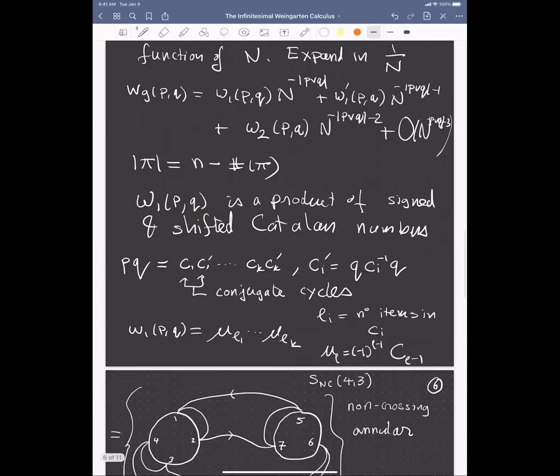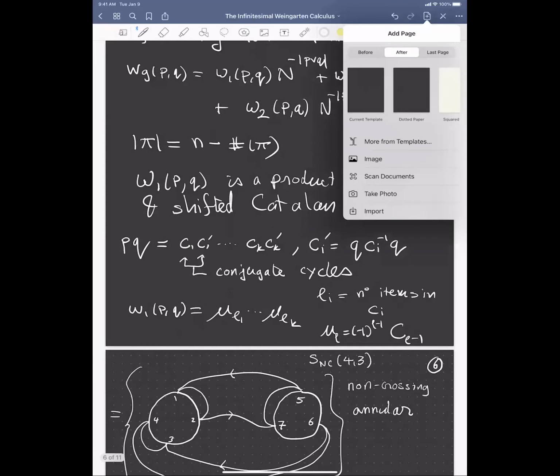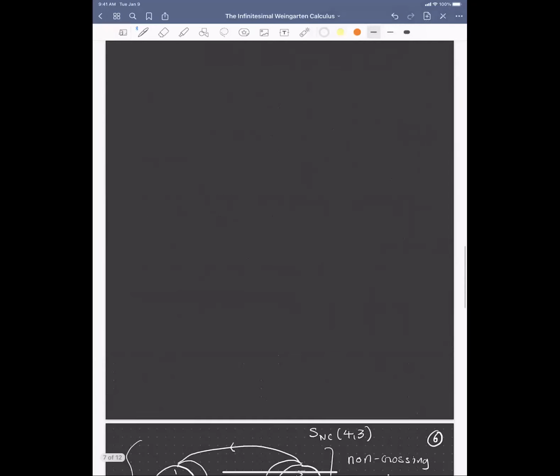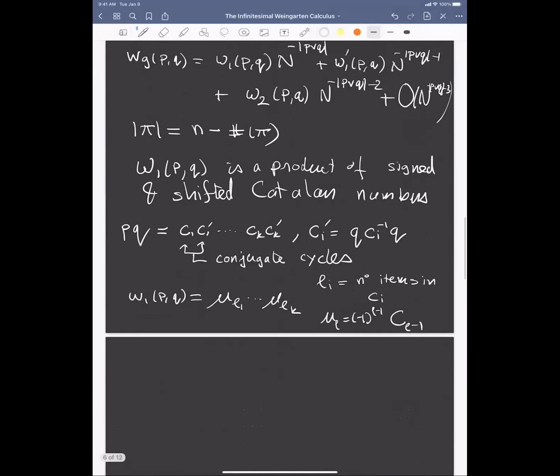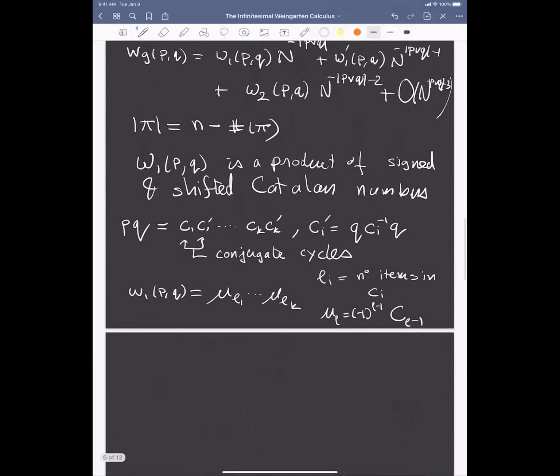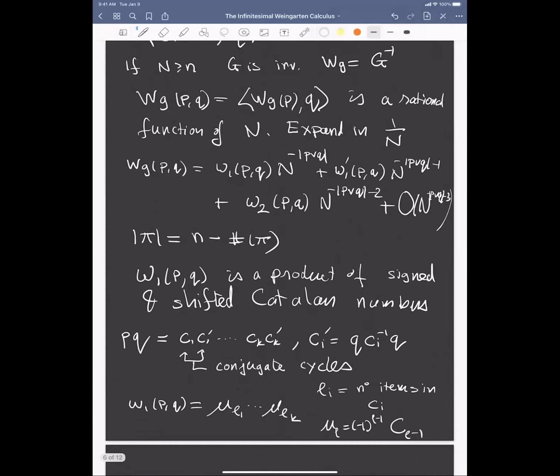Okay, and let me add another page. Okay, good. So that's the leading order. And now it was a question for a while: what can you say about the subleading order?